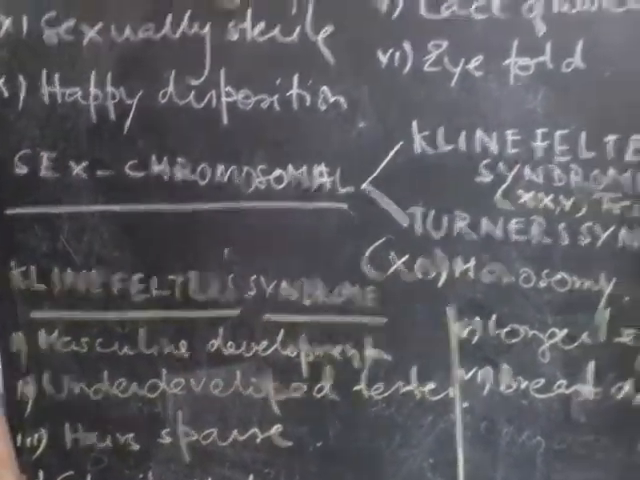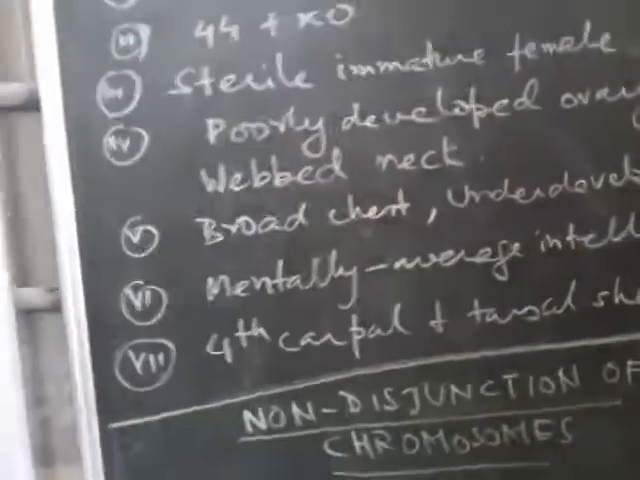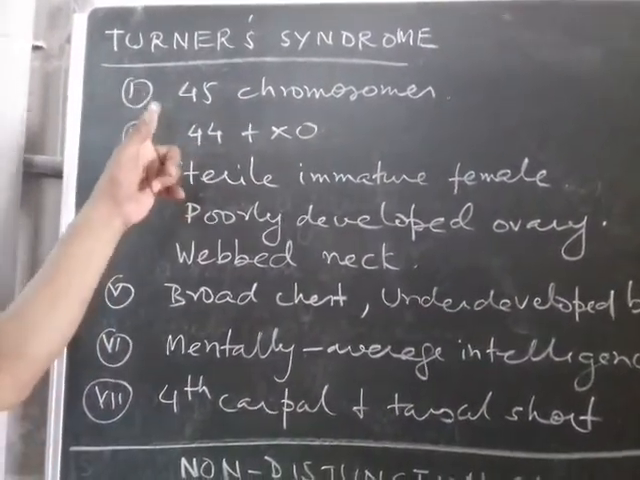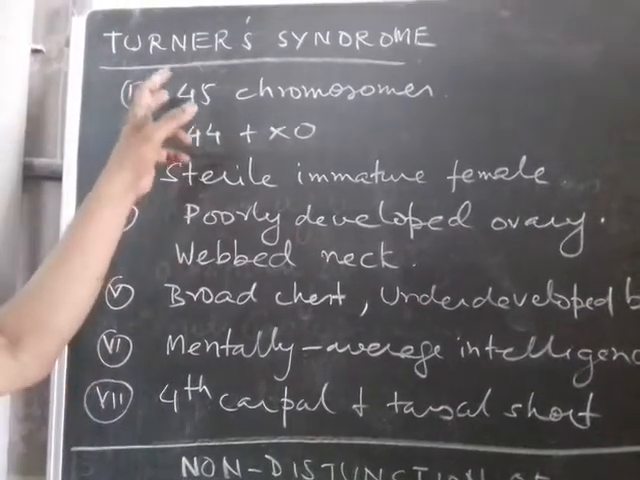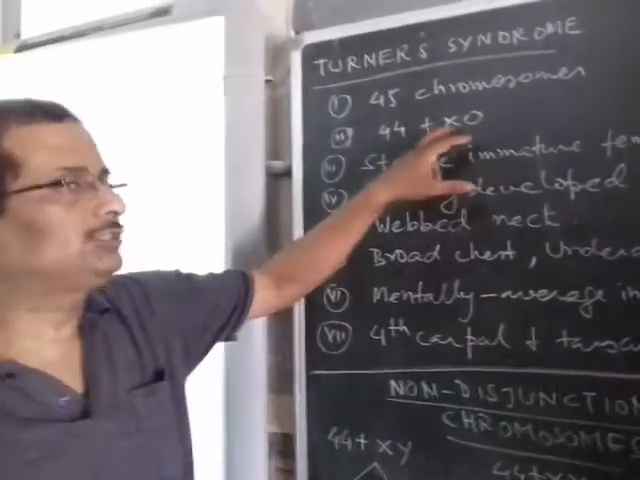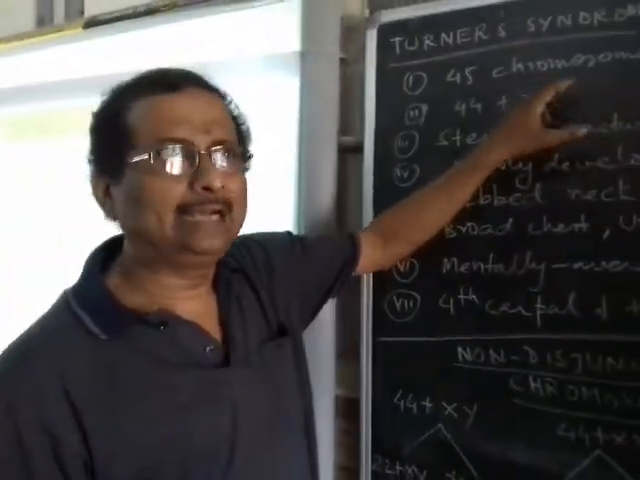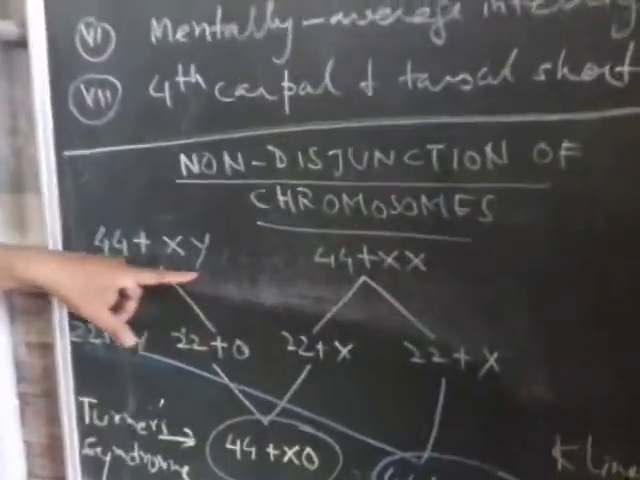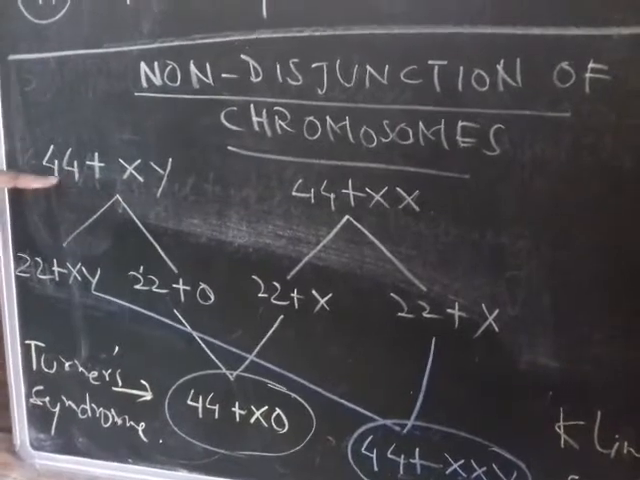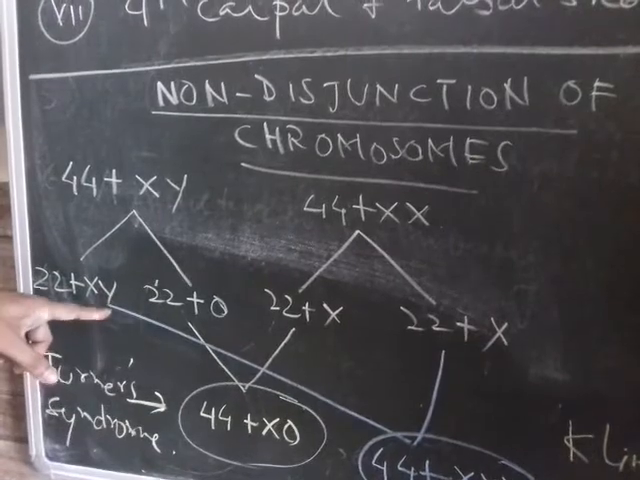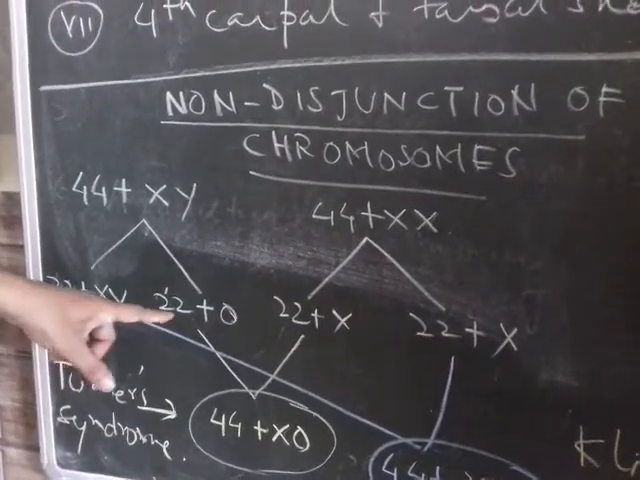Now the other type of sex chromosome abnormality is the Turner syndrome. In Turner syndrome, this is called monosomy because we have one chromosome less. Instead of 46 chromosomes, we have 45 chromosomes. In the sex chromosome, instead of XX or XY, we have X0. That means this also arises from non-disjunction. You can see here, for example, 44 plus XY, instead of dividing into 22 plus X and 22 plus Y, it is dividing into 22 plus XY and 22 plus 0.